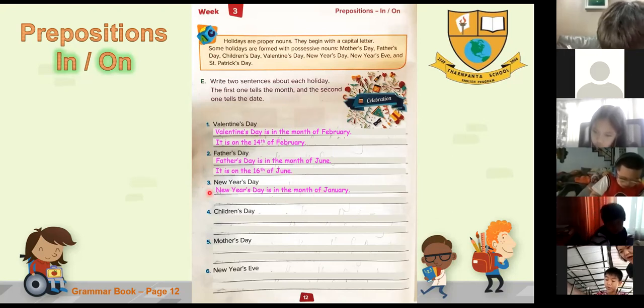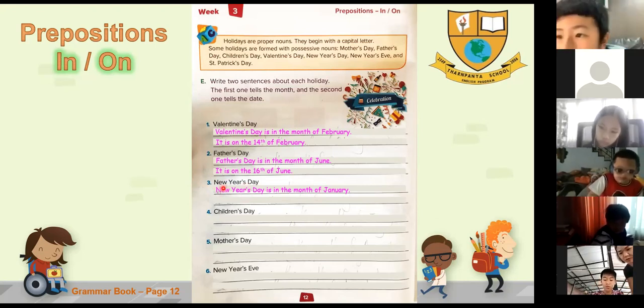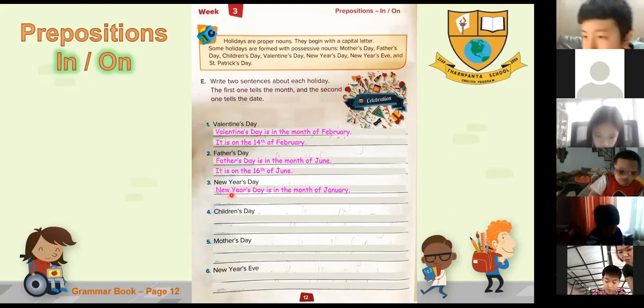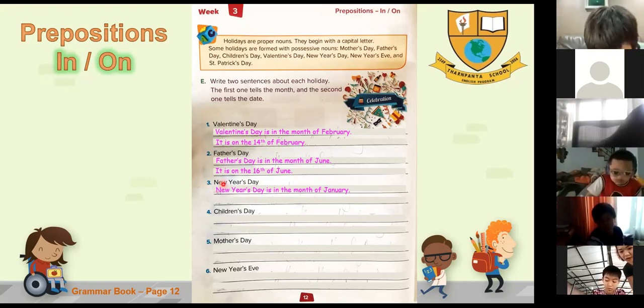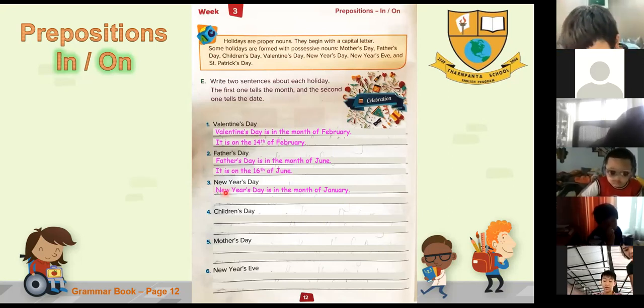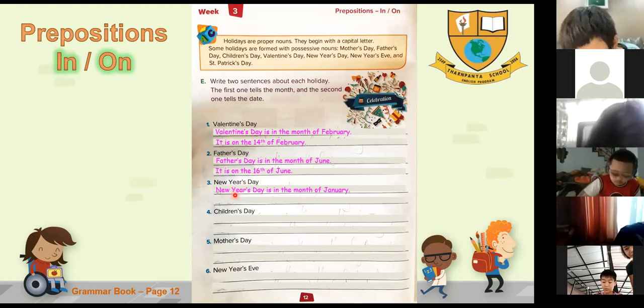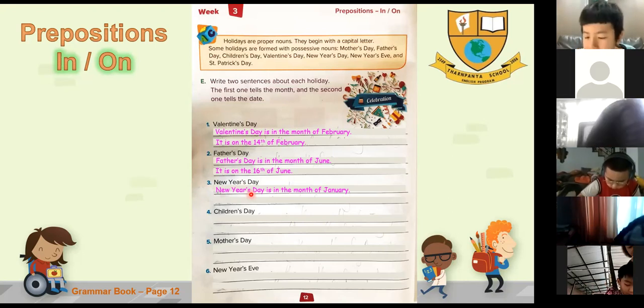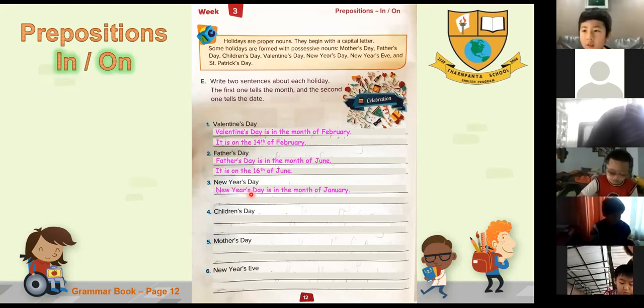Again, we have the name of the holiday. The name of the holiday is a proper noun, so we use a capital letter. Let's wait here so everyone can make it until here. Again, the name of the holiday is a proper noun. It starts with a capital letter. Don't worry, I will wait. What about December? Okay, December is also a proper noun and it starts with a capital letter.